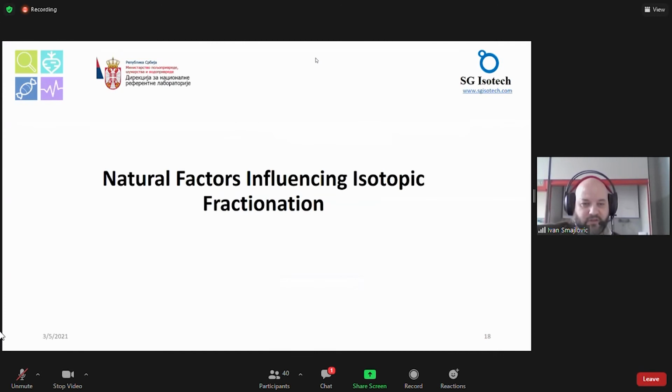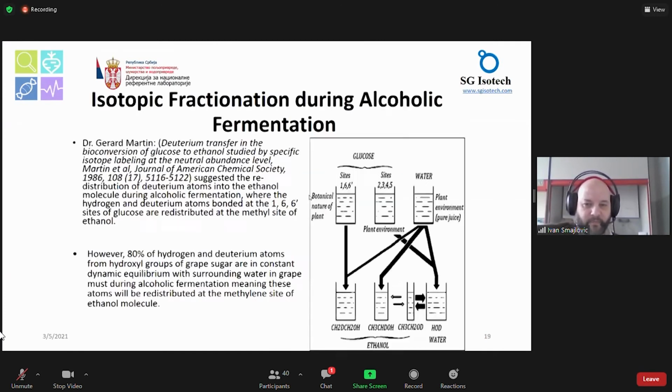So, natural factors influencing isotopic fractionation. Now we are going a little bit deeper into the topic.